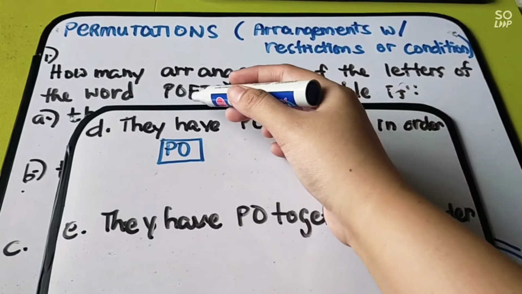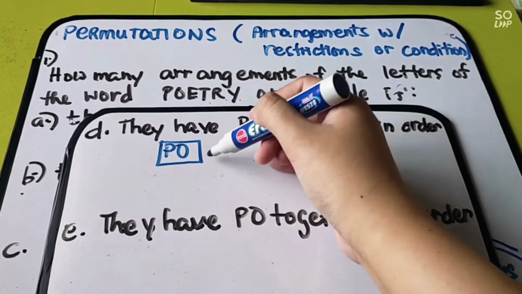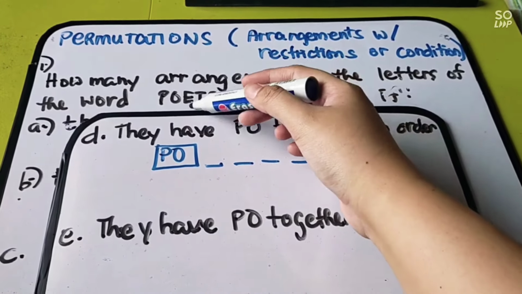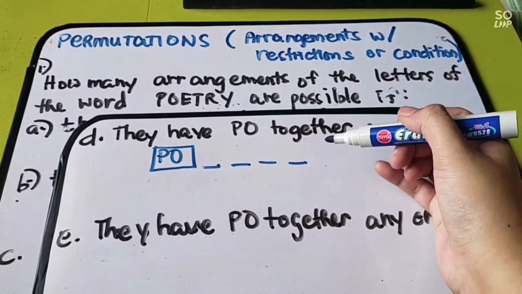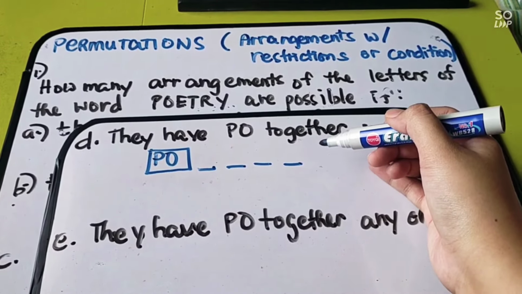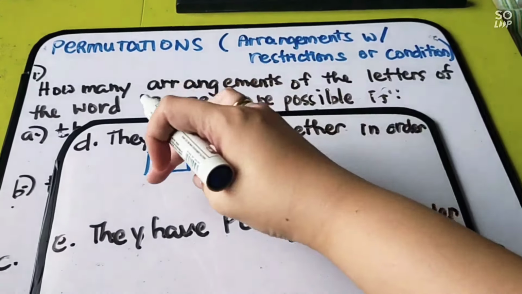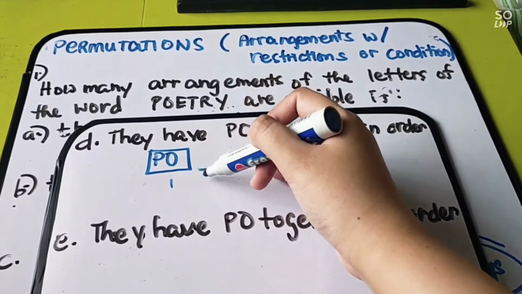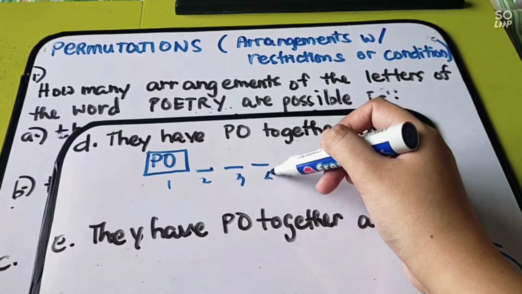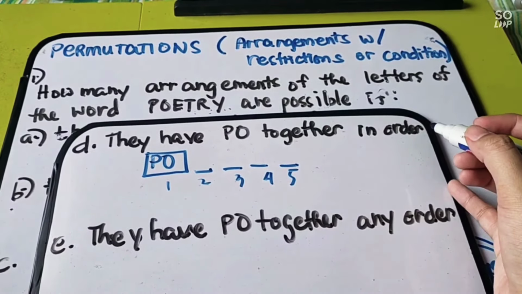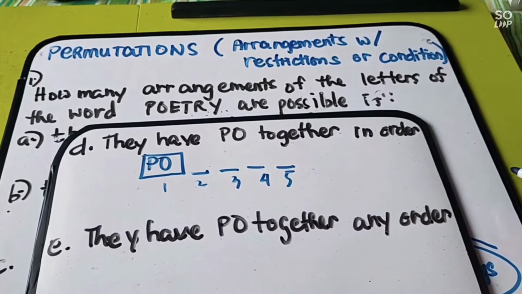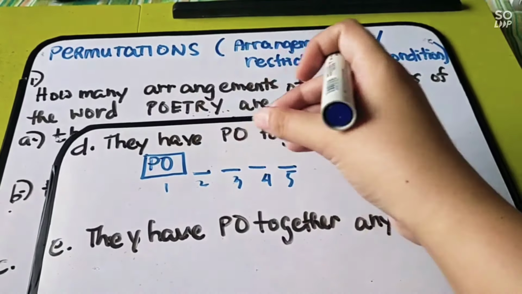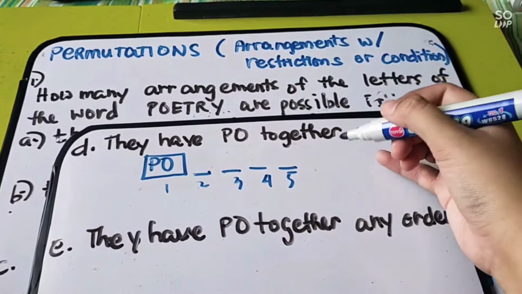Then, sino pa ang wala? Si E, T, R, at saka si Y. So, ilan yon? 1, 2, 3, 4. Okay? So, pwede itong magkabali-baliktad. So, that is 1, 2, 3, 4, 5. Magkakaroon na lang tayo ng 5 objects. Is it clear? And then, pwede na siyang magkabali-baliktad ng pwesto.